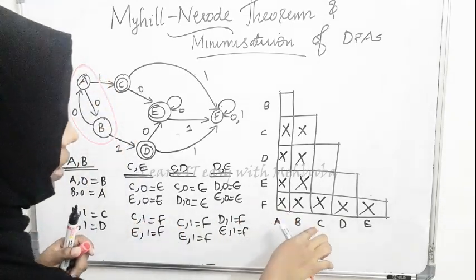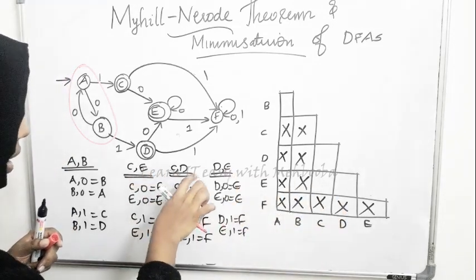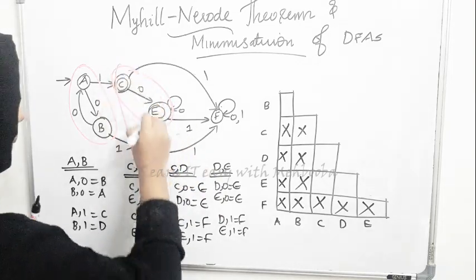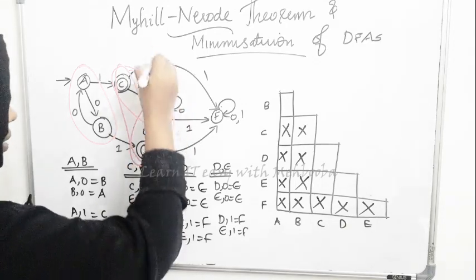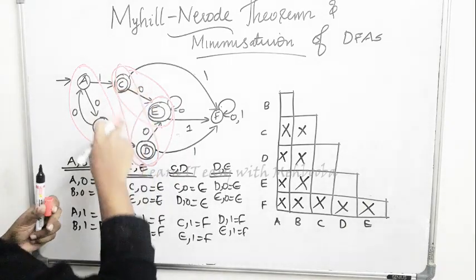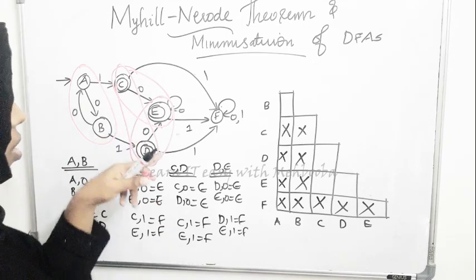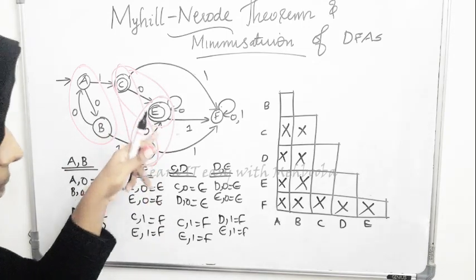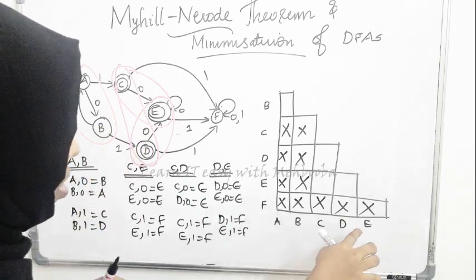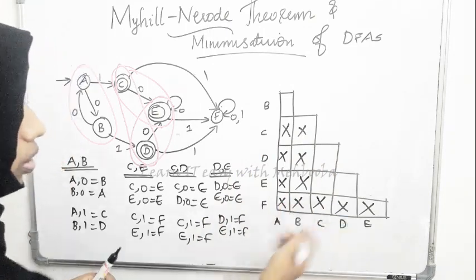Now CD, CE and DE. CE, CD and DE, meaning that the 3 states together form the same group, all these are included. So this is an equivalent state, and these 3 states can be merged together. Now F is not equivalent to any other state. So F is alone.